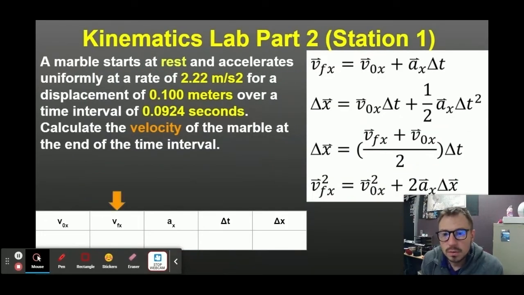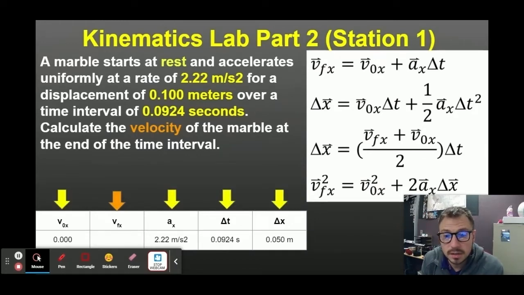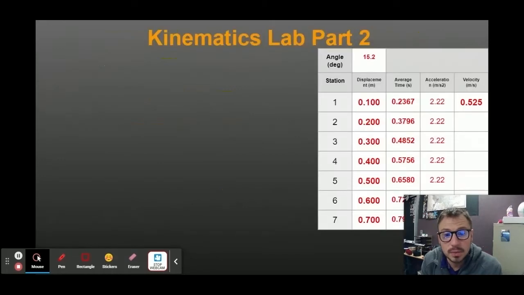So same thing. We're going to calculate the velocity of the marble at the end of the time interval because we know the acceleration already, right? So we just calculated that at station 7 because the acceleration is going to be the same the whole way down. So now I'm going to use this top equation because it's easier, right? So I'm just going to plug in everything that I know, and all I have to do is multiply the acceleration by that time interval, the average time interval at that station. And I'm going to get 0.525 meters per second. So using that acceleration that I calculated on station 7, I'm able to calculate the velocity at every single point. So I can go ahead and just do that all the way down.